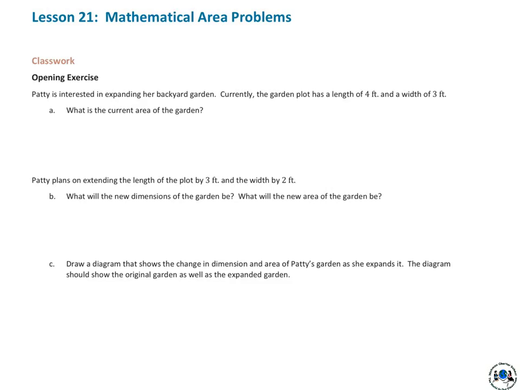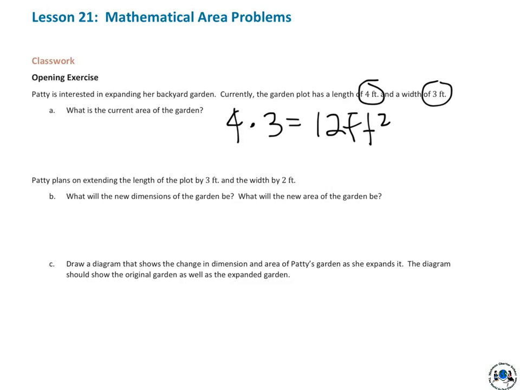Okay, here's our opening exercise. Patty is interested in expanding her backyard garden. Currently, the garden plot has a length of 4 feet and a width of 3 feet. What is the current area of the garden? I won't insult most or probably all of you because I know you understand how to do this. All we need there are 2 figures. It's a 4 by 3, and therefore we're going to have 4 times 3, which equals 12 square feet.